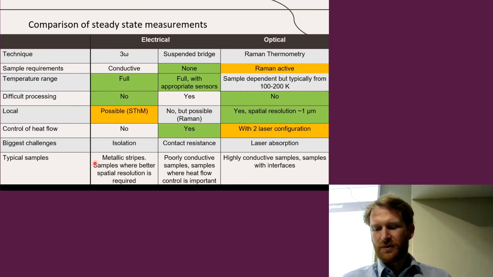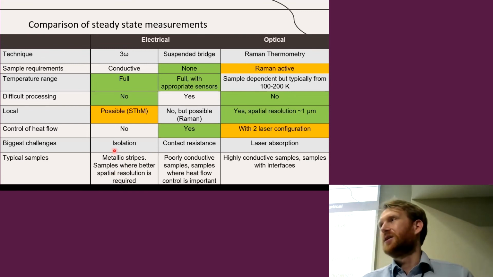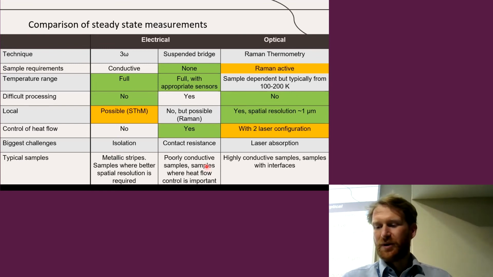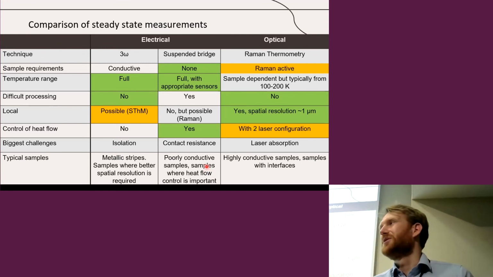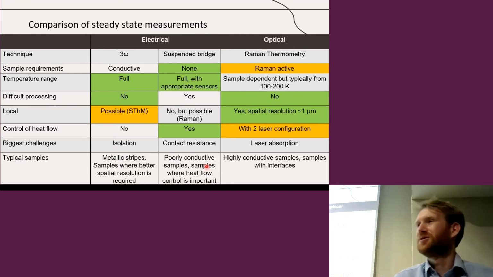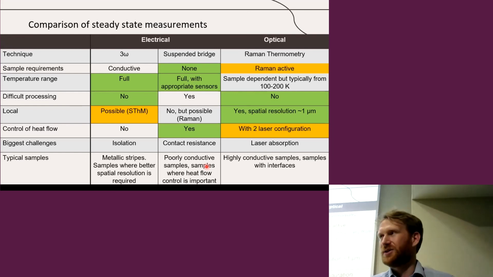So again, the typical samples that you would be measuring with the Triomeca are metallic stripes. Whereas for choosing between the suspended bridge and the Raman thermometry, I would recommend mainly looking at the conduction and whether you have the need to fully control the heat flow. Although again, that is possible also with Raman with the 2 laser.